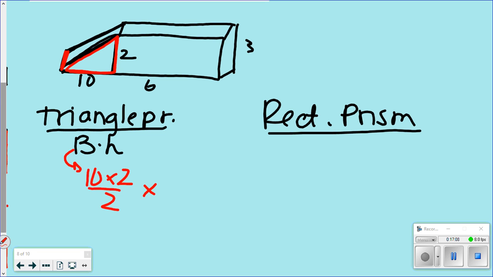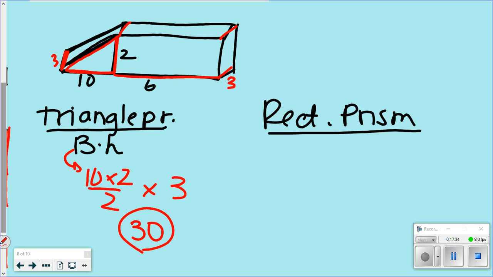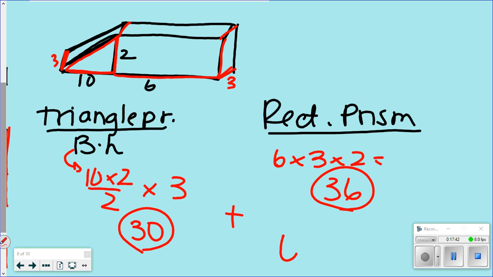Do I have 3 in the wrong spot? Yeah, I feel like it should be here. Because if that's 3, this is 3, this is 3, this is 3. So let's see, is that 30? Is that right, for just the triangular prism? Okay, and the rectangular prism will be 6 by 3 by 2. 36. Add them together. 66. Whatever this is, I think it's inches.